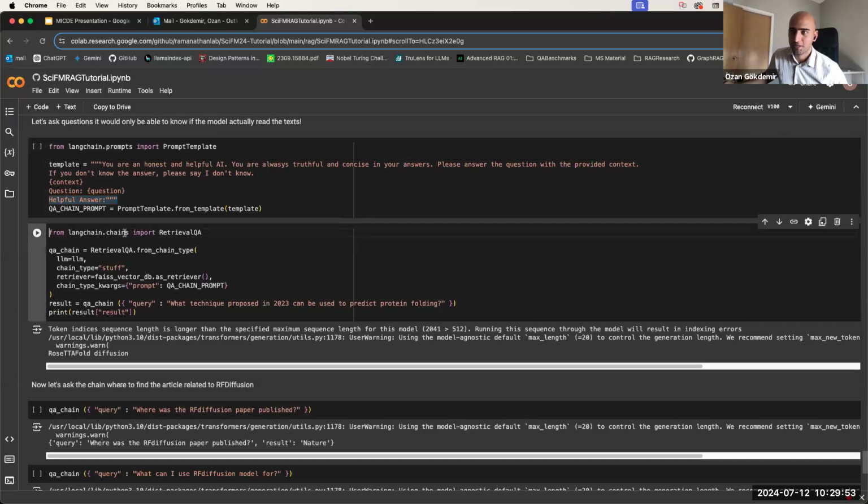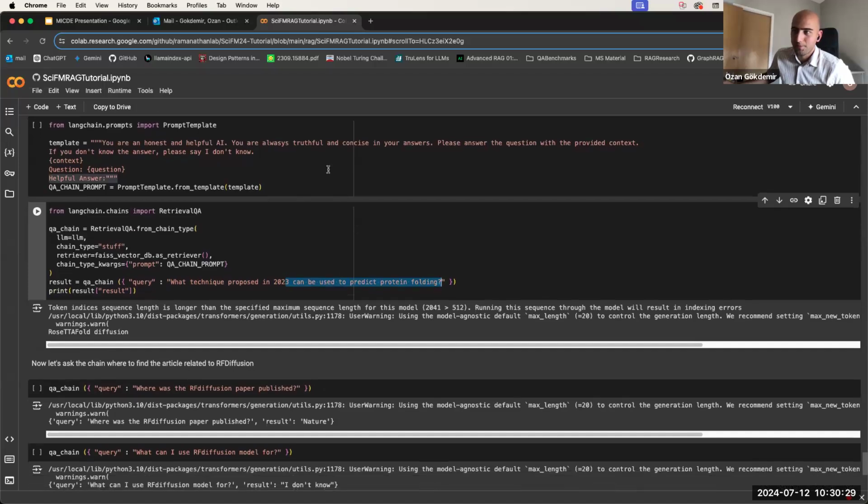So from LangChain chains, you create a retrieval QA chain. You initialize the QA chain with your LLM, your chain type, and your retriever, which was that vector database object that we created with the documents. And then you query, okay? This is like you query the QA chain: what technique proposed in 2023 can be used to predict protein folding?